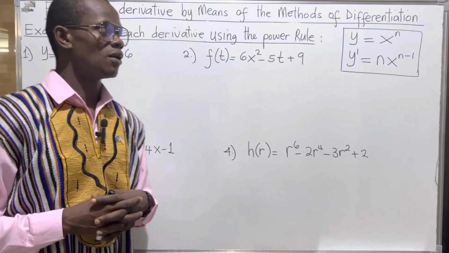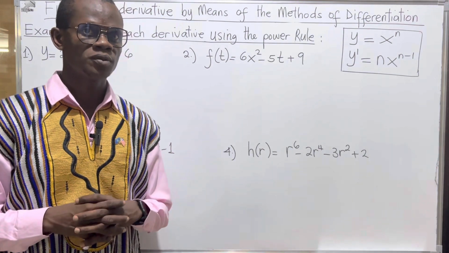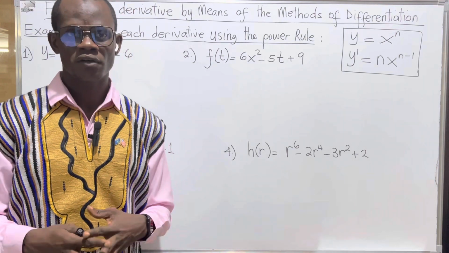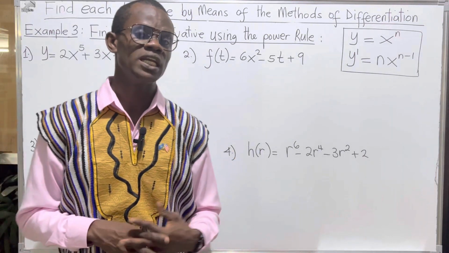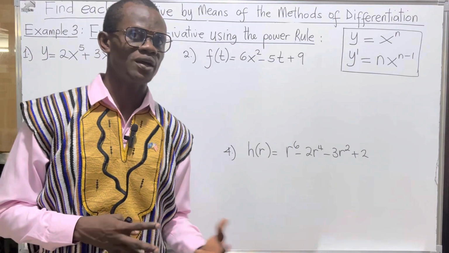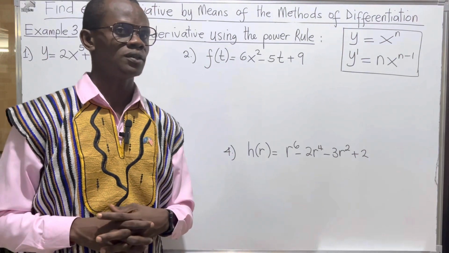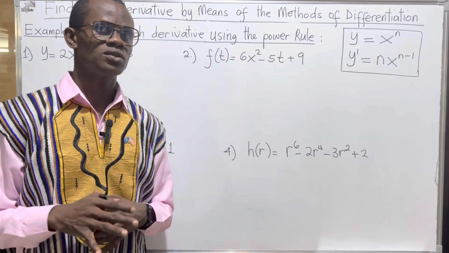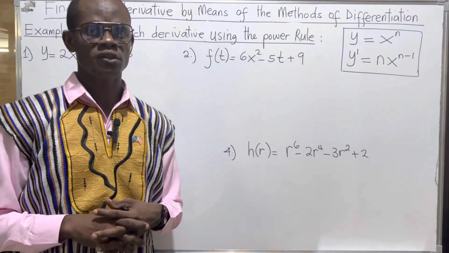In my today's video, I will be discussing finding derivatives by means of the methods of differentiation. And in previous videos, we did problems involving finding derivatives of constant functions. We did finding derivatives of linear functions. That involves the constant rule and the constant multiplier rule. So in these problems, we want to look at finding the derivatives using the power rule. That is when you have the variable and the variable is raised to the power 2, 3, 4, and above. How can we find the derivative of those functions?